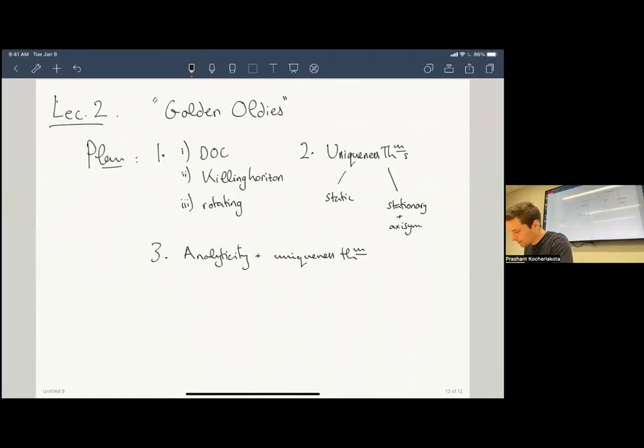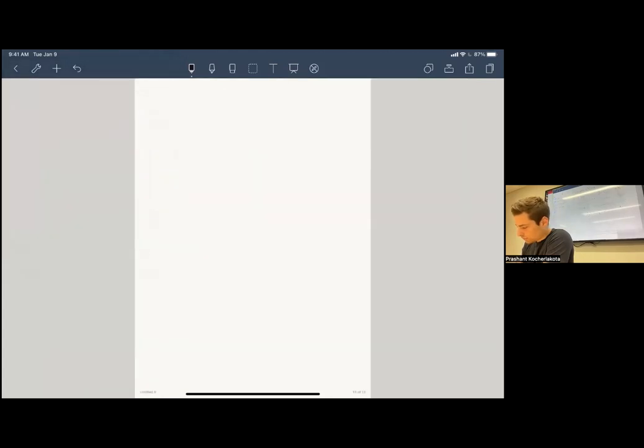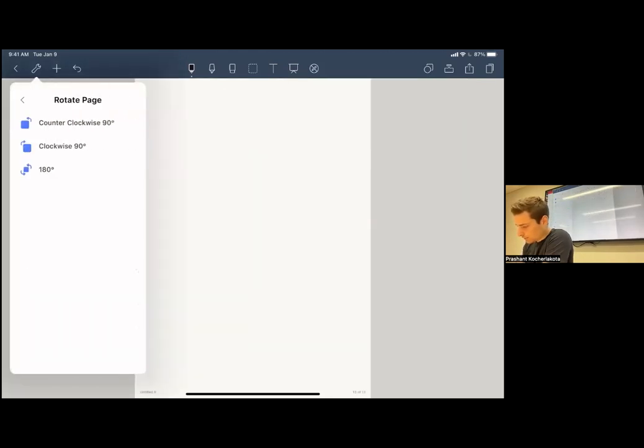So today the plan is part 1, domain of outer communication. Then also definitions: what's a killing horizon? What does it mean to be rotating? Part 2 is going to be uniqueness theorems. What do we know when the spacetime is static? What do we know when it's stationary and axisymmetric? And then part 3, how do we justify that something is axisymmetric? Typically we use analyticity, and I'll define what analyticity means and why that's not a realistic assumption.